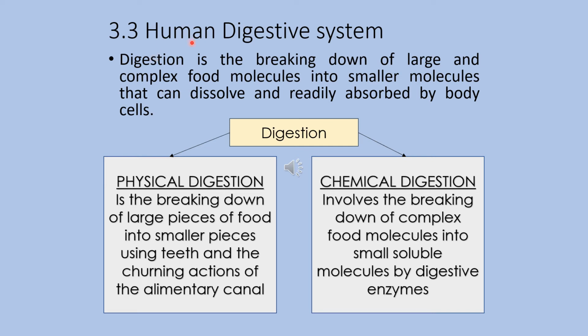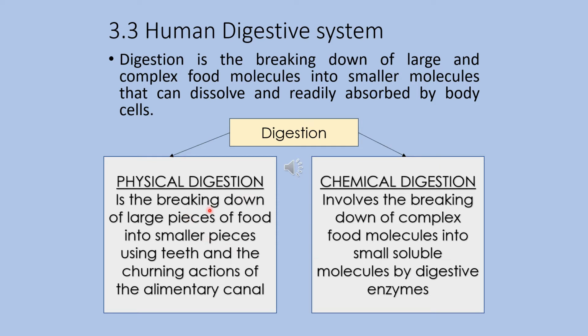Hi, good morning class. So today we are going to enter subtopic 3.3, the human digestive system. Look at the definition of digestion: it is the breaking down of large and complex food molecules into smaller molecules that can dissolve and be readily absorbed by body cells. There are two types of digestion, physical and chemical.